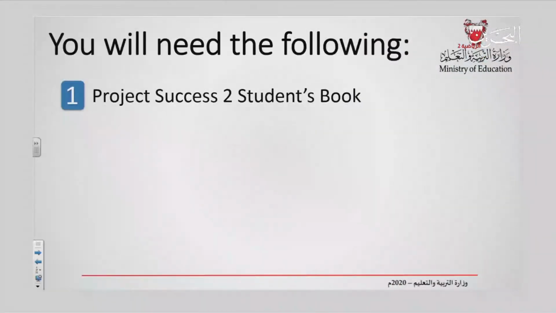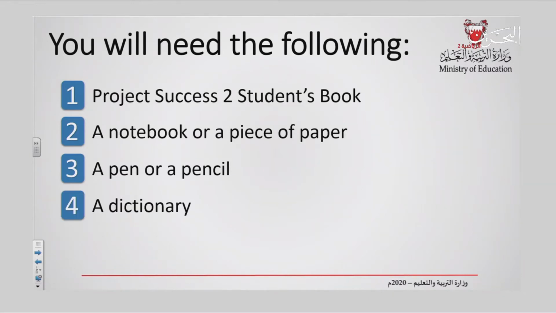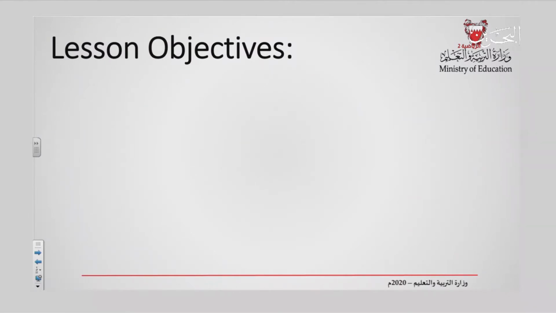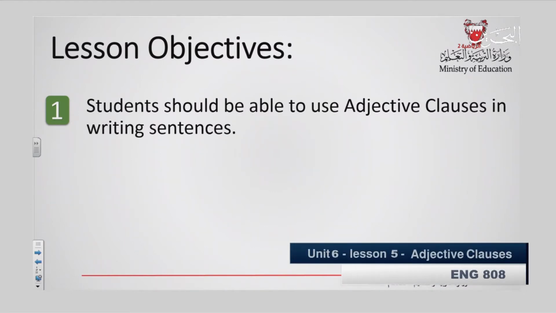Number 1, Project Success student's book. Number 2, a notebook or a piece of paper. Number 3, a pen or a pencil. Number 4, a dictionary. Lesson objectives: by the end of the lesson, you should be able to use adjective clauses in written sentences.